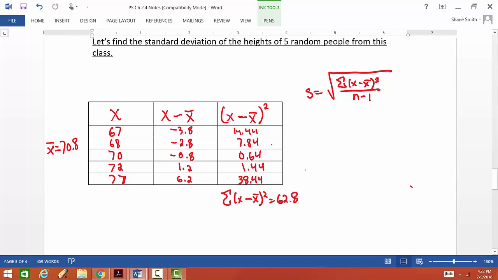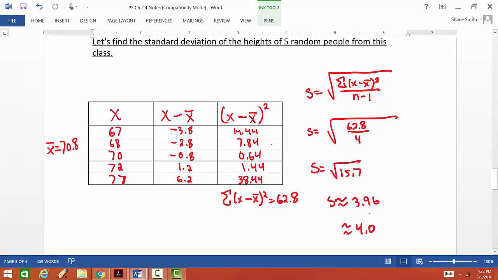62.8. So my sample standard deviation is going to be 62.8 divided by 4, because that's 5 minus 1. There's 5 data entries minus 1. Okay, so we're going to divide that by 4, which is 15.7. So my sample variance is 15.7, but we want to take the square root, which is approximately going to be 3.96. Or actually, if you wanted to do the 1 decimal rule, right, it would be 4.0.